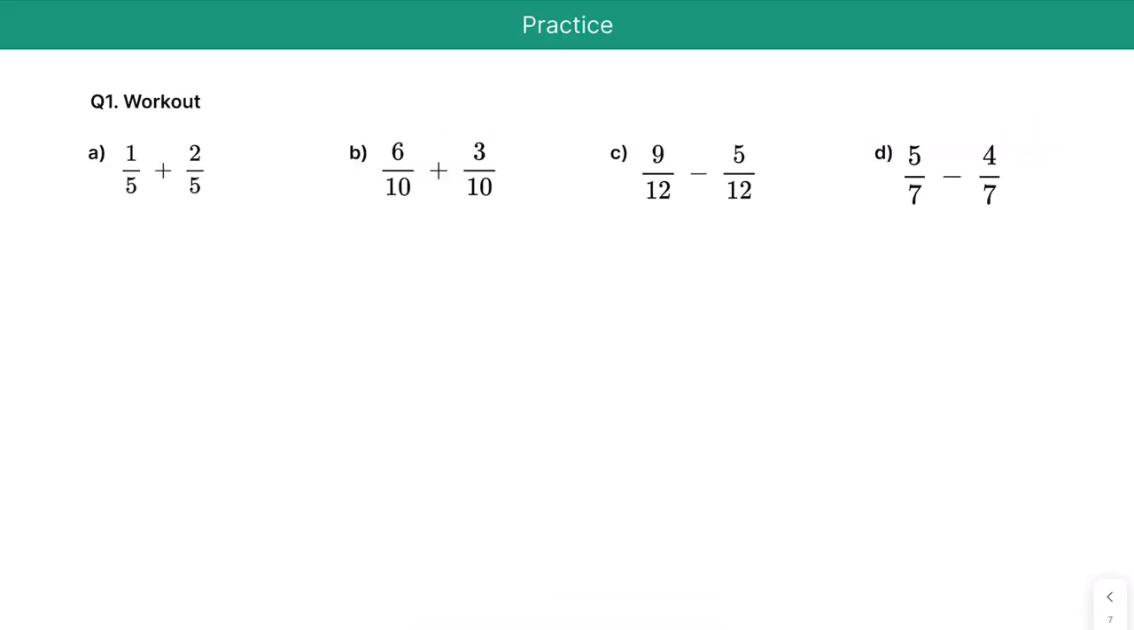Here's some practice questions for you to have a go at. Press pause and have a go. Here are the answers. Mark your work.